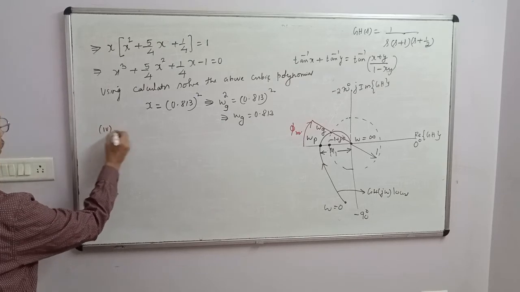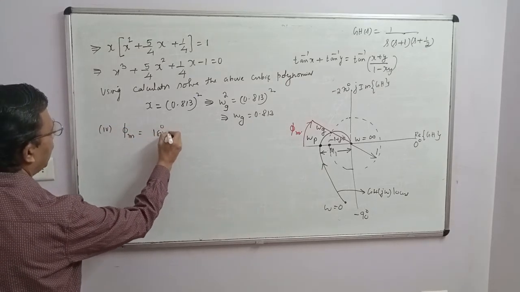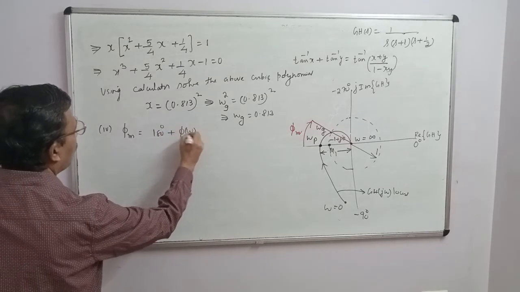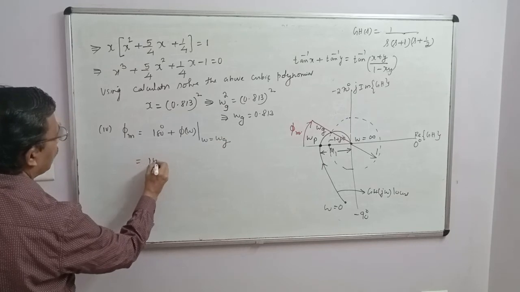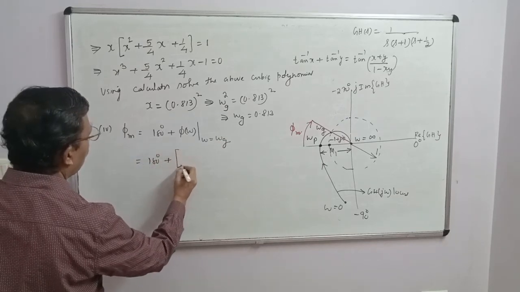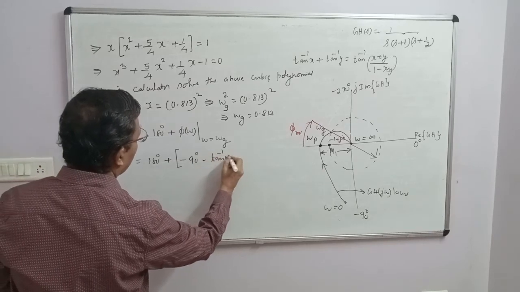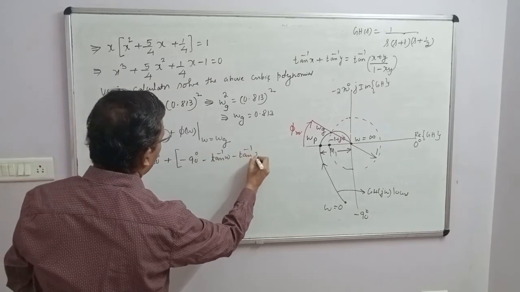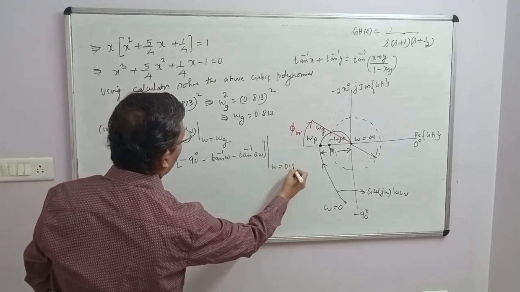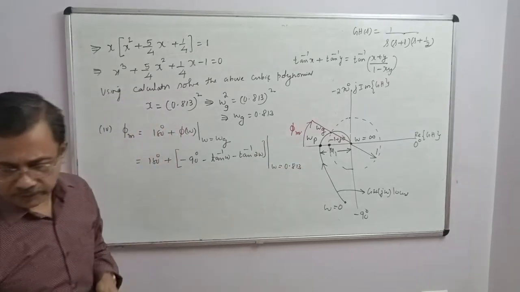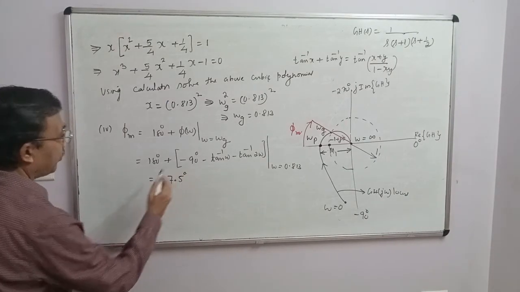Fourth one, we want to find phase margin. Phase margin is equal to 180 degrees plus phi of omega evaluated at omega equal to omega g, which is 180 degrees plus phi of omega. What is phi of omega? Minus 90 degrees minus tan inverse of omega minus tan inverse of 2 omega, evaluated at omega equal to 0.813. If we evaluate this, we get the answer minus 7.5 degrees.